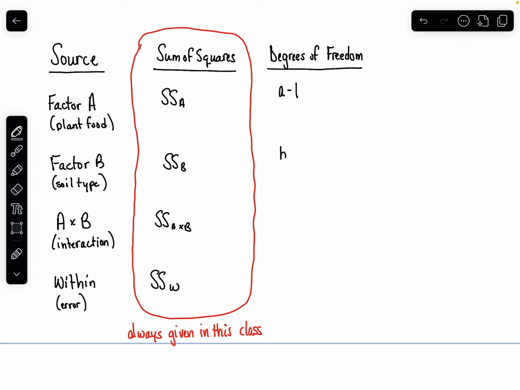Likewise, for the second factor, which we called factor big B, the degrees of freedom will be little b minus 1, where little b is the number of types of soil, the number of levels, as it's referred to, of factor B. In the case of soil type, there were 2 soil types, so little b would be equal to 2, and 2 minus 1 would be 1 degree of freedom.